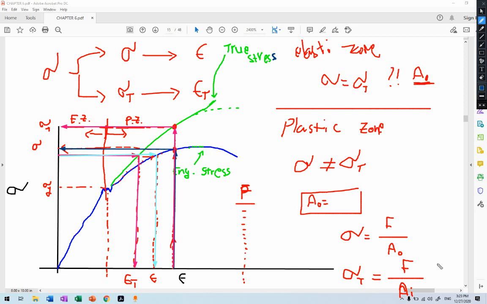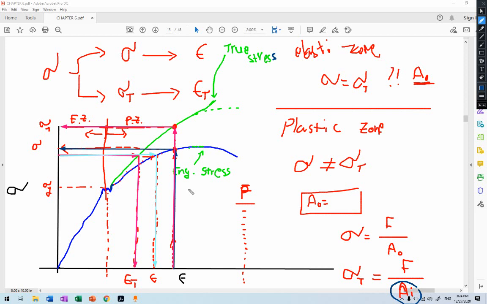Why? Because we don't have the instantaneous area. We cannot calculate all those areas every time it's changing. What is the area? I don't know it. And we don't have a machine to measure this area every time you increase the load. That's what they did in order to find the equations.